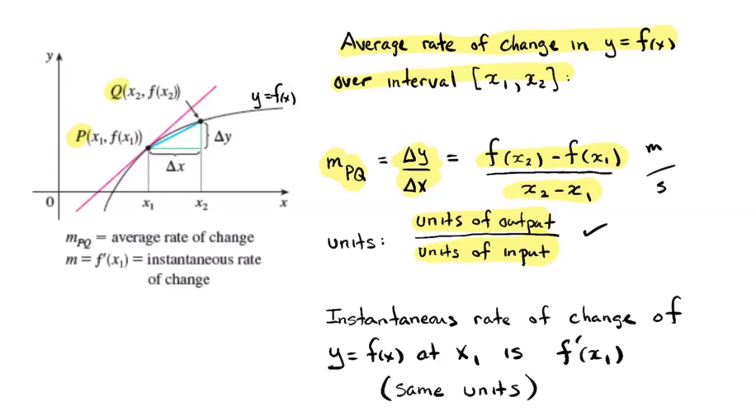Instantaneous rate of change is just the limit of the average rate of change over smaller and smaller changes in the input variable. That is, it's the derivative. So an instantaneous rate of change is just the derivative, and it has the exact same units as the average rate of change: meters per second, millimoles per liter, miles per hour, cells per minute, whatever function you're interested in.